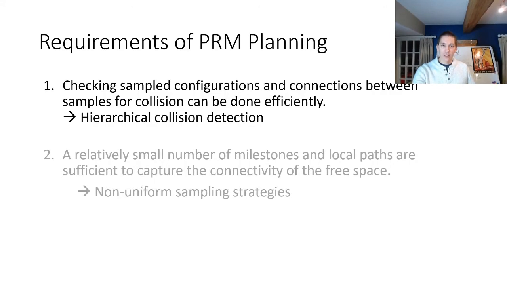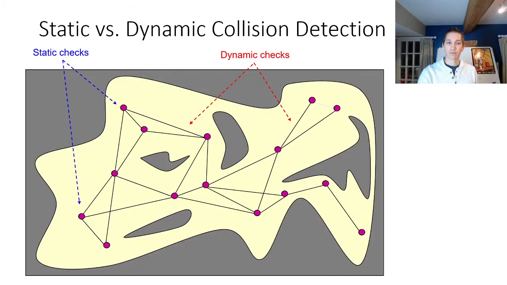For PRM planning to be successful in practice, we need to be able to check sampled configurations for collision very quickly. We also need to check their connections very quickly, and so this requires very fast collision detectors. Actually, one thing that is a bit different from what we've described before is that we don't just have to check single poses for collision status, but we also have to check the edges between them. These are also known as dynamic collision checks.